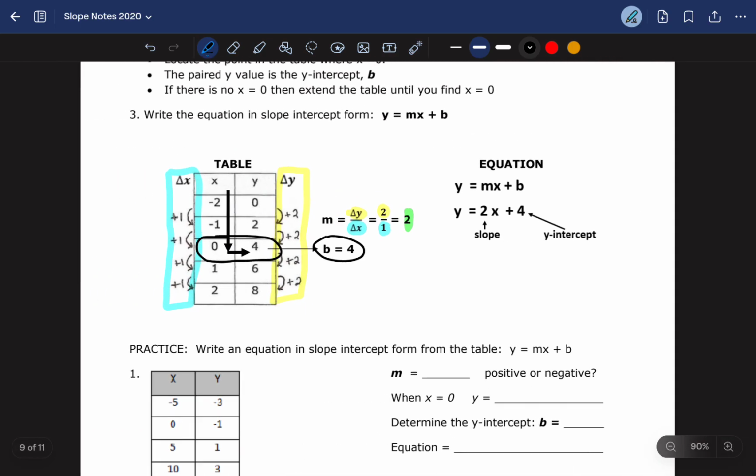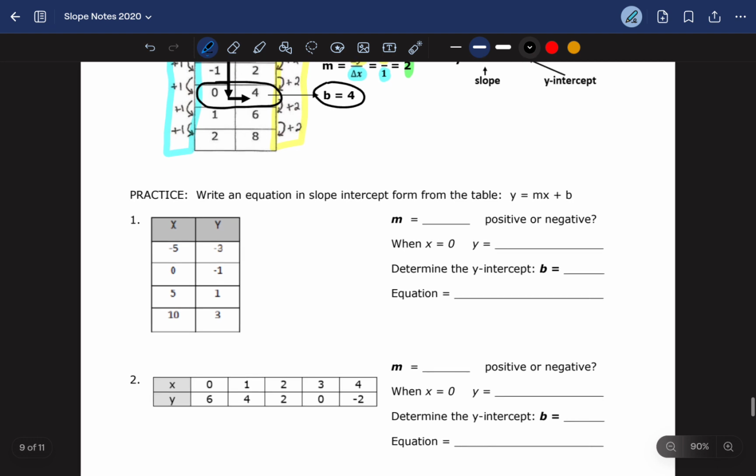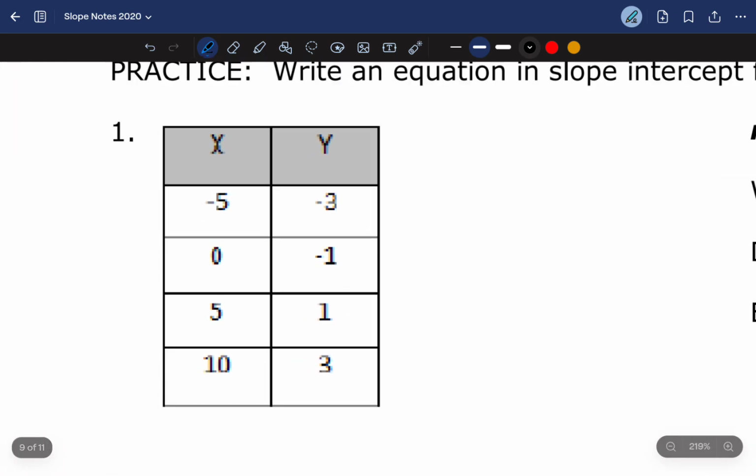Now we're going to practice. It says to write an equation in slope-intercept form from the table, y equals mx plus b, and then it's going to ask us those same questions. So let's first take a look at number 1. I'm going to look at my y values first, and I'm going to look for that pattern.